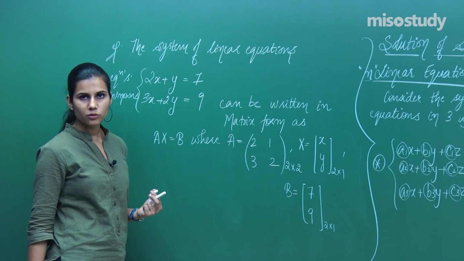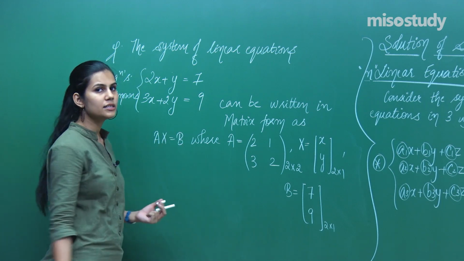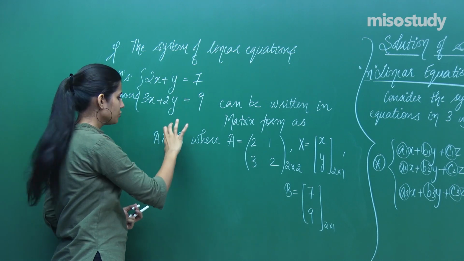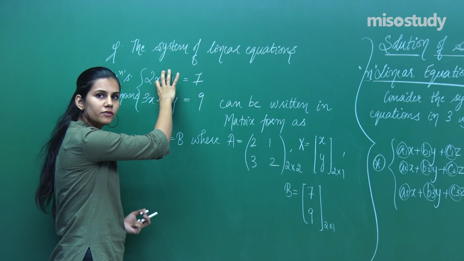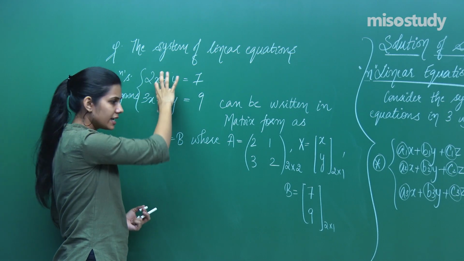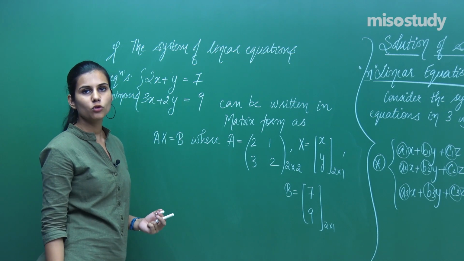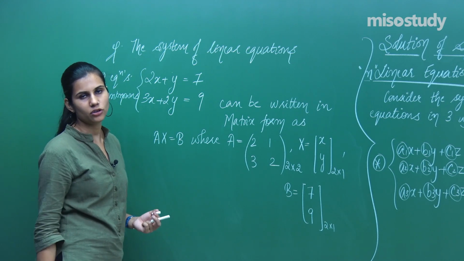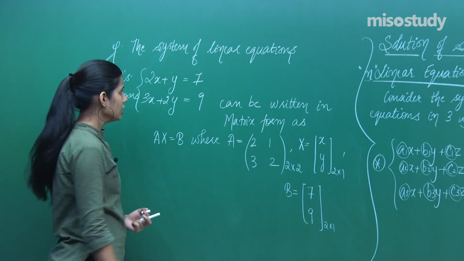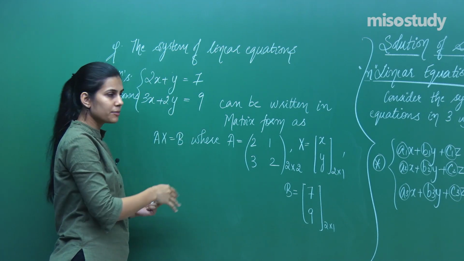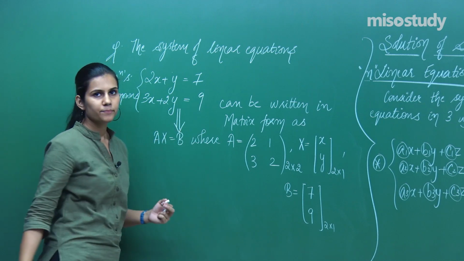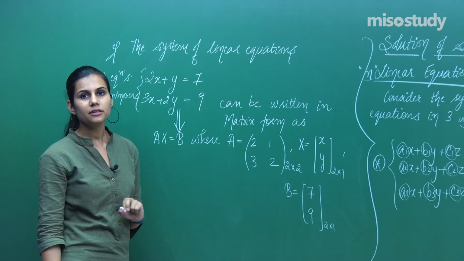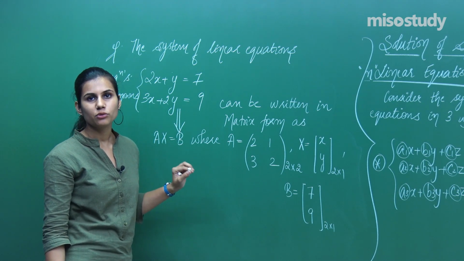So the first thing is how we associate finding the solution of a system of n equations in n unknowns with matrices and determinants. The first step is to learn to write a system of n linear equations in n unknowns in the matrix form as Ax equals B, where A is the coefficient matrix, X is the matrix of unknowns, and B is the matrix of the right hand side constants from every equation. If you have learned how to come to this matrix form, halfway you are through.